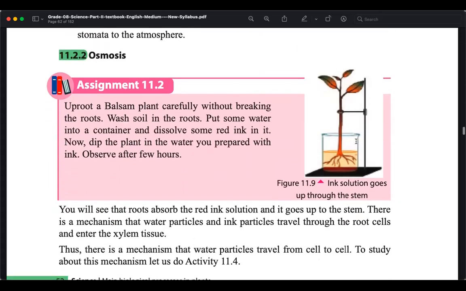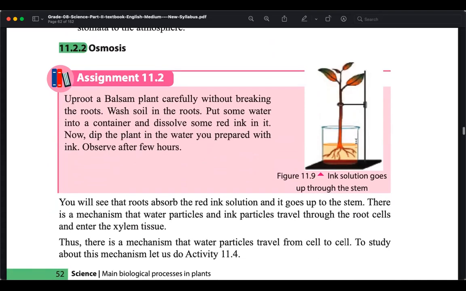Okay, the next one is osmosis. This can be monitored using the balsam plant.